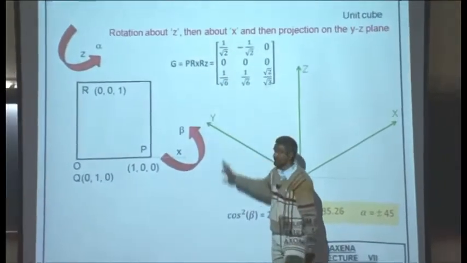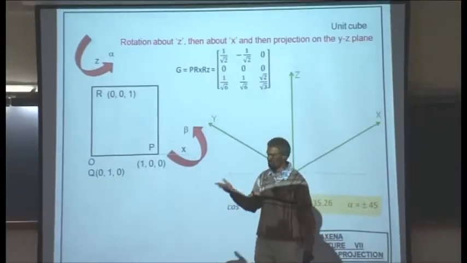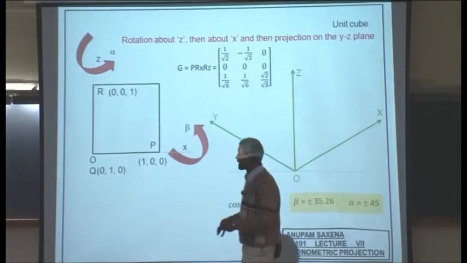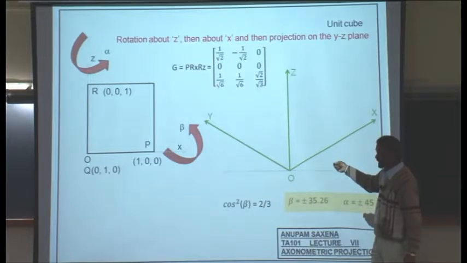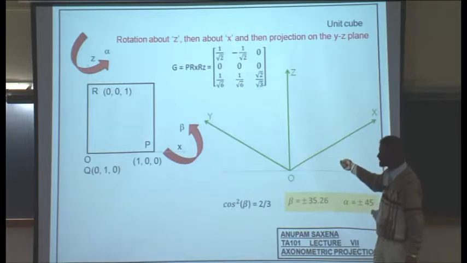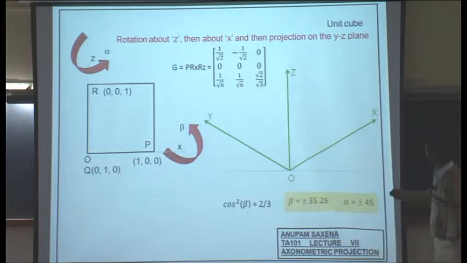If you plug in the values of alpha and beta, let's take just the positive values. You will get the new coordinates of p as 1 over root 2, 0 and 1 over root 6. New coordinates of q as minus 1 over root 2, 0 and 1 over root 6. New coordinates of r as 0, 0 and root 2 over root 3. So your p will be lying here. Your q will be lying here. And your r will be lying here. But this is what? X coordinate of p, z coordinate of p.